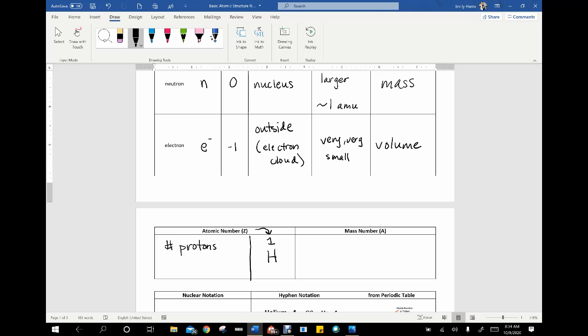And this is what gives the identity to an atom. So that means that every single atom of hydrogen has 1 proton. Every atom of helium has 2 protons. And so I'm going to make a note of this, that this is tied into identifying an atom. Or we'll say it identifies an atom.